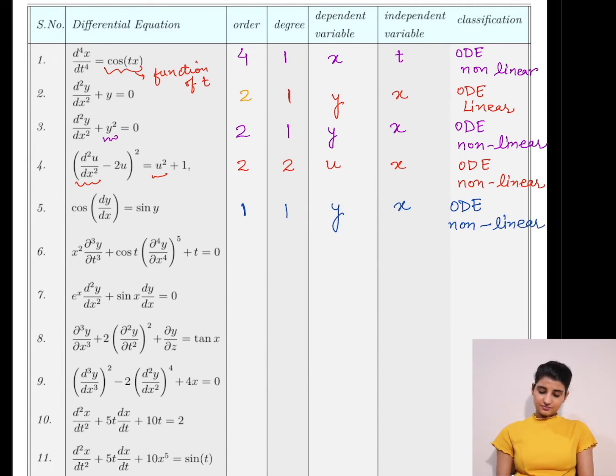Next, fourth derivative is involved over here. So order is 4, its power is 5, so degree is 5, dependent variable is y, independent variable is x, also t. So since we have more than one independent variable, this is PDE, and it's non-linear because degree is greater than 1.